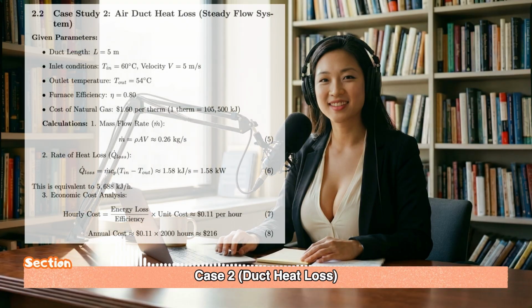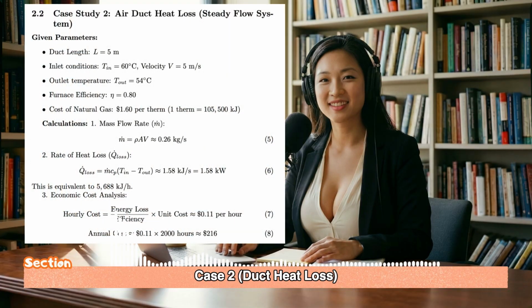That's exactly it. Okay, so let's look at the second case, which involves fluid motion, a steady flow system. This is highly relevant to buildings and infrastructure. This is example 1.3 from our source material, and it deals with heat loss in home heating systems. We're analyzing hot air flowing through a 5-meter-long basement duct. The air goes in at 60 degrees Celsius and 5 meters per second. And because it's losing heat to the cold basement air, it drops to 54 degrees Celsius by the time it gets to the end of the duct.